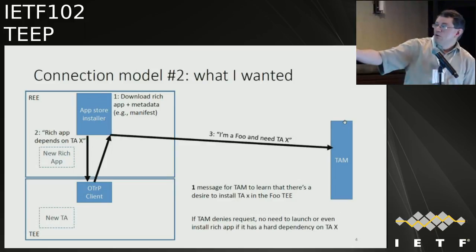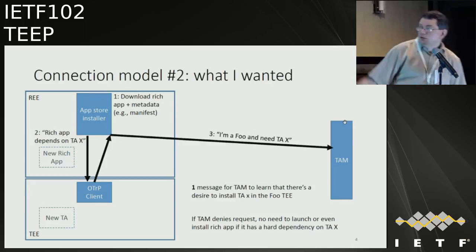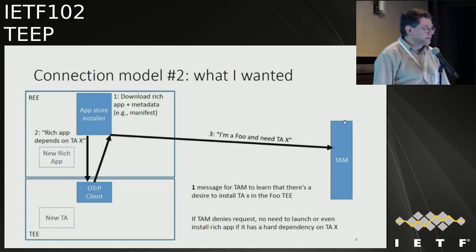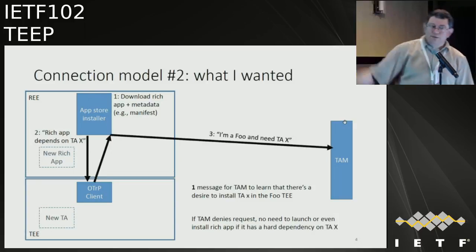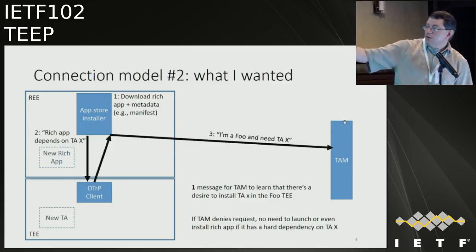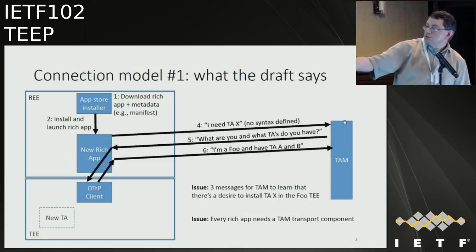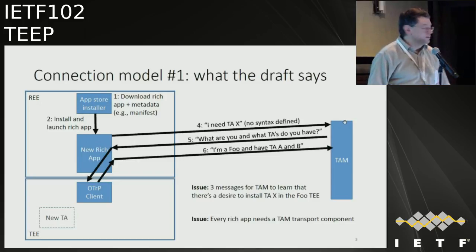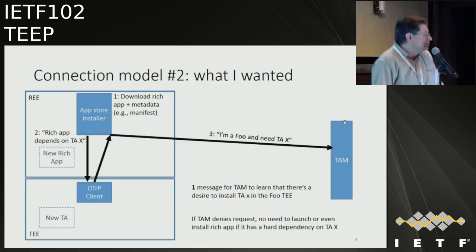Okay? And so what I wanted was one message that says, I'm a foo and I need TAX. So there's a different flow that I wanted, where the facilitator piece starts by saying, hey, OTRP client, I have a dependency on TAX. This thing can then initiate in the other direction. So in other words, the first OTRP message goes from the OTRP client to the TAM, as opposed to how it's defined right now, where the first OTRP message goes from the TAM down to the TEE, right? And so it goes backwards in terms of the first message. Okay, this is what I wanted to implement, but I couldn't do that in the current spec.